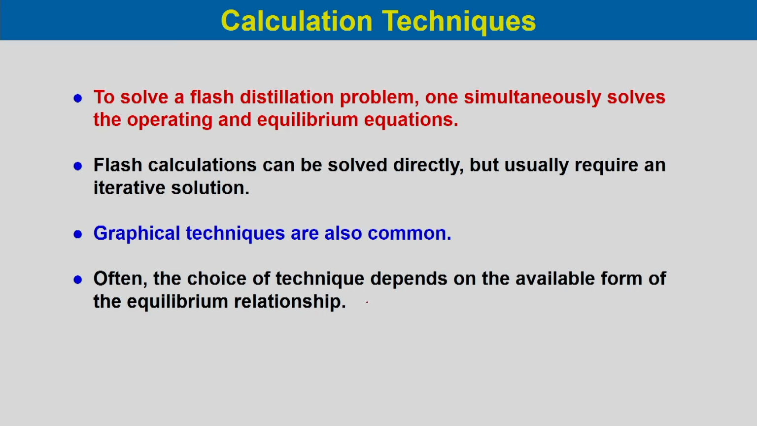Often the choice of technique depends on the available form of the equilibrium relationships. So, depending on the data available or the relationship available, the choice of the technique will depend on whether we should solve it analytically or go for a graphical method.